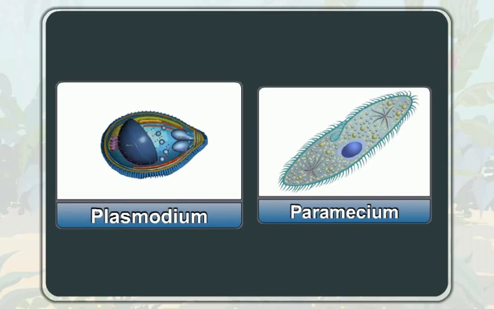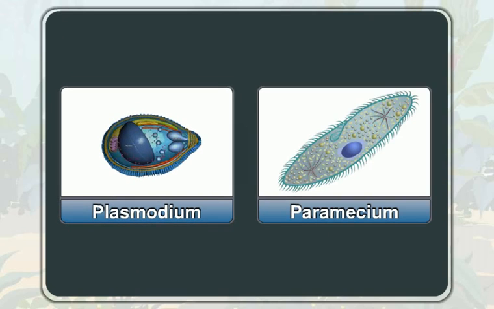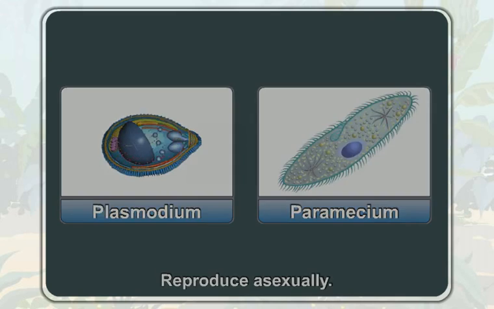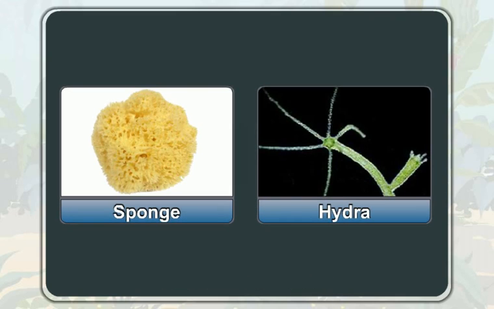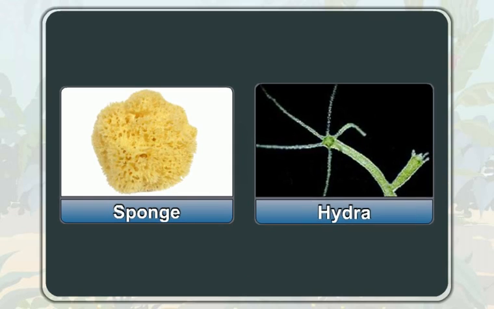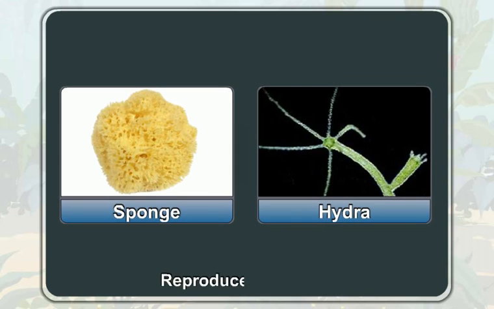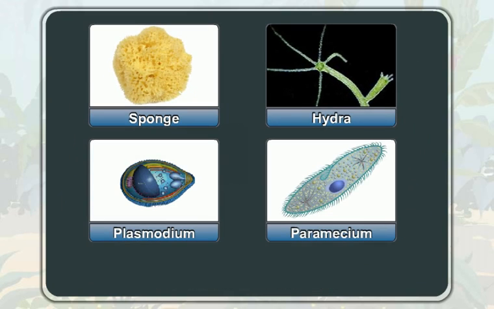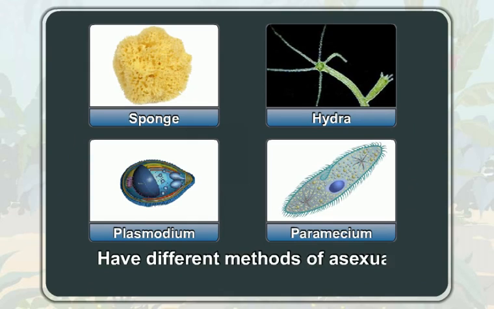Animals like a plasmodium and a paramecium also reproduce asexually. Animals like a sponge and a hydra also reproduce asexually. However, they have different methods of asexual reproduction.